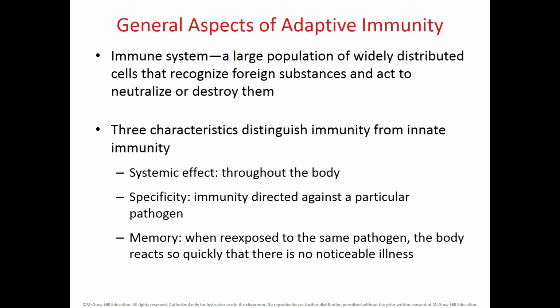The innate immunity is non-specific, so it will attack any pathogen the same way over and over again. And in the case of adaptive immunity, we have specificity. So the attack is going to be specific against only one type of pathogen or a particular pathogen. And in innate immunity you don't have memory, but in adaptive immunity you have memory. So when you are re-exposed to the same pathogen, your body knows what to do.